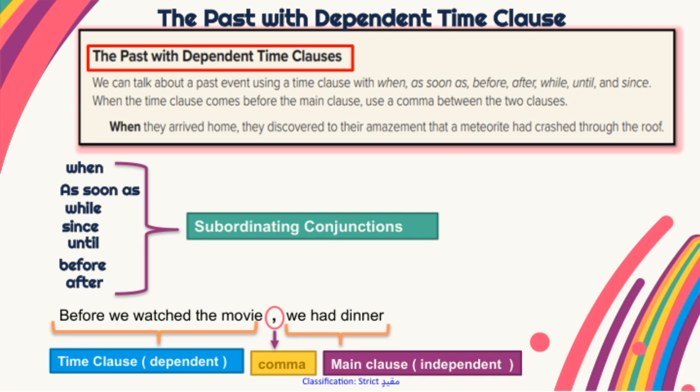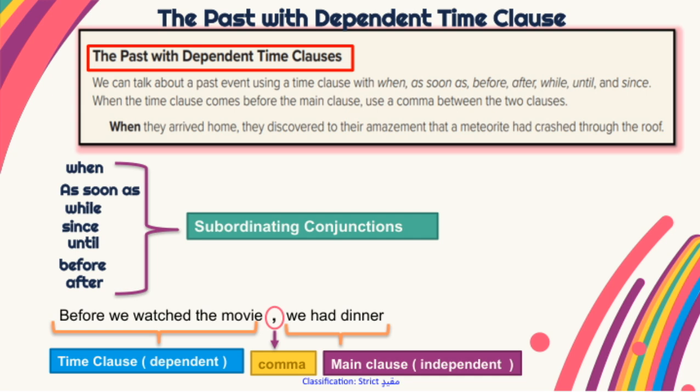For example, I might say, "Before we watched the movie, we had dinner." In this case, the main action is having dinner, and the dependent time clause is "before we watched the movie." It's important to note the pattern. The main clause can come first or second, but the dependent time clause always contains a subordinating conjunction. Some common subordinating conjunctions used in the past are before, after, since, until, while, as soon as, and when.